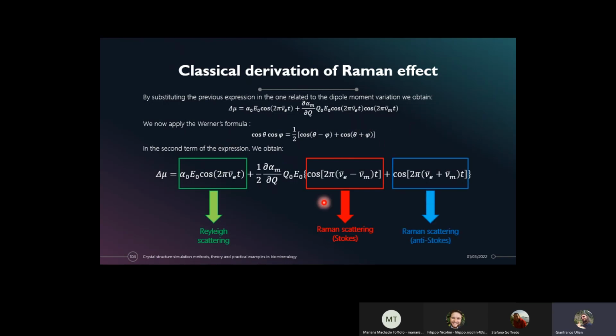the inelastic scattering. Here you see the frequency of oscillation of the electric field minus the frequency of oscillation of the atoms, and here plus the frequency of oscillation of the atoms. So you obtain two signals: the Raman scattering with Stokes lines and anti-Stokes lines.